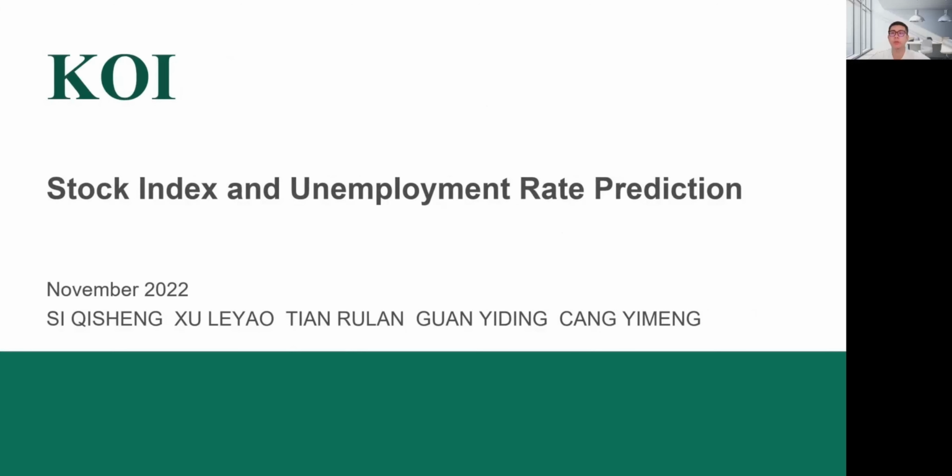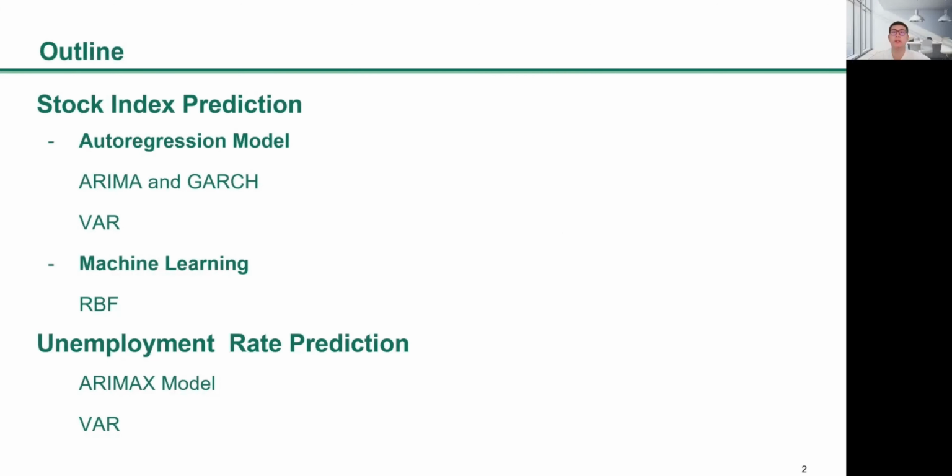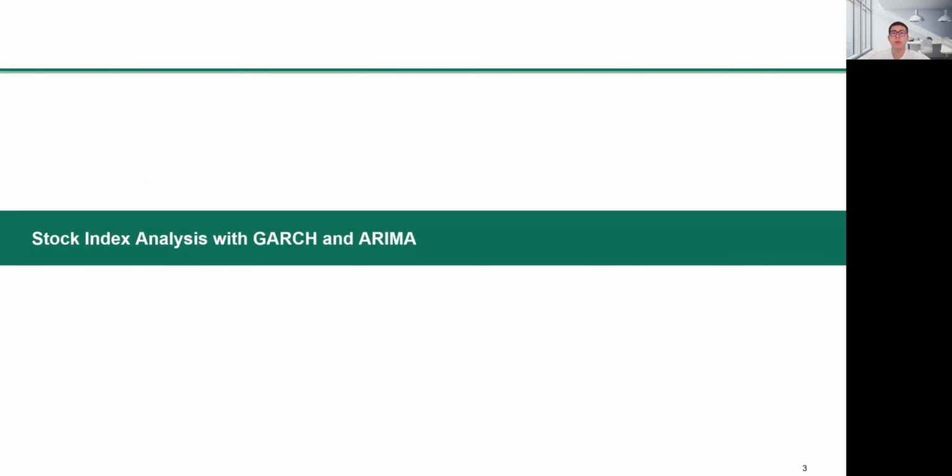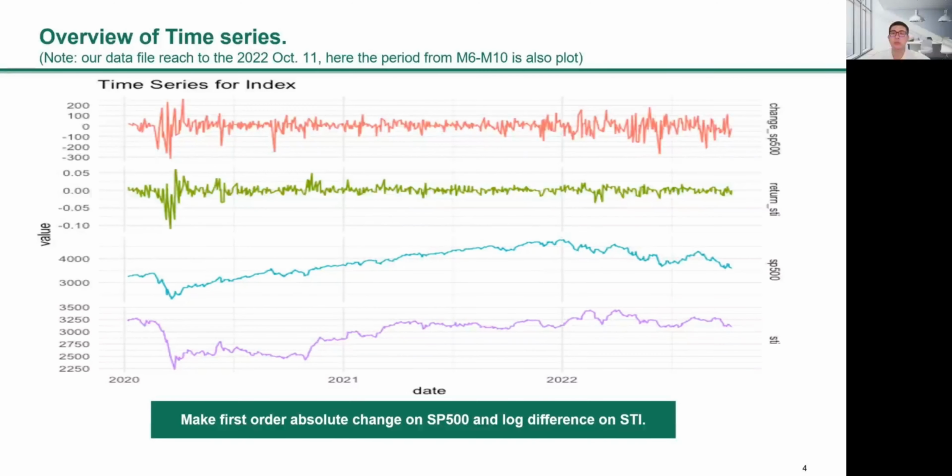In today's presentation, we will talk about two parts of prediction. The first one is the stock index. The second one is the unemployment rate. In my turn, I am going to talk about stock analysis with the ARIMA and GARCH methods, using the first-order absolute change on SP500 and the log difference on STI.